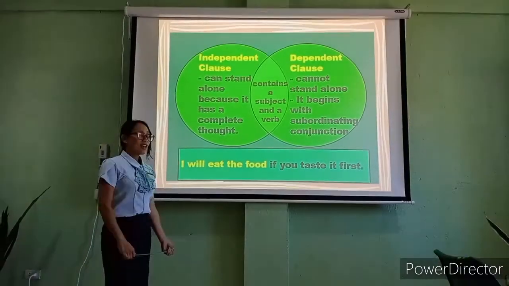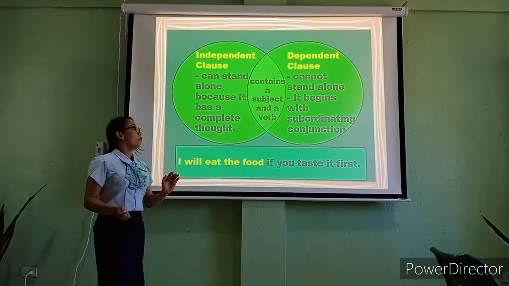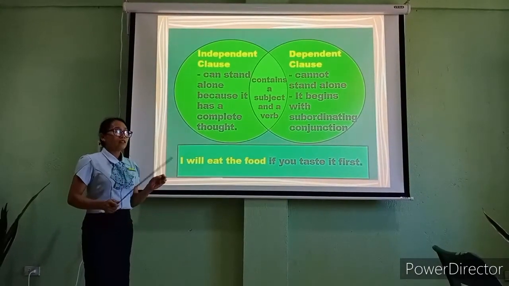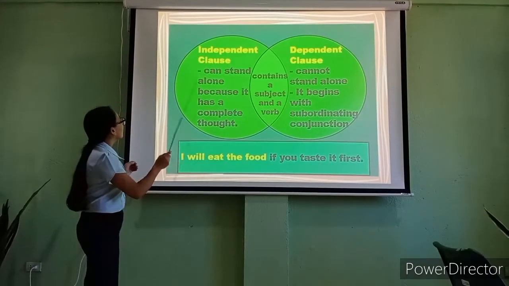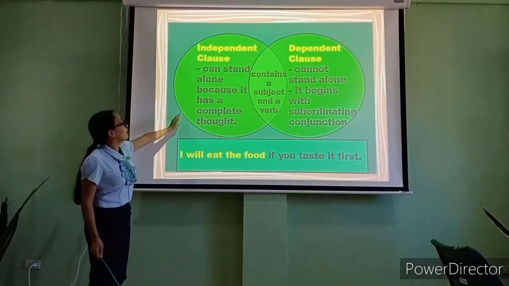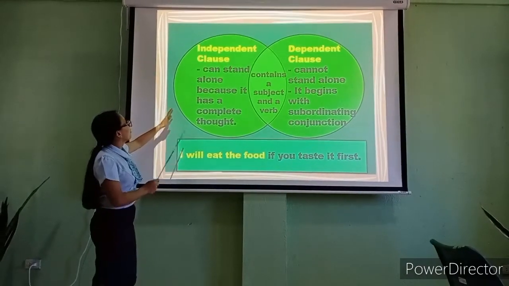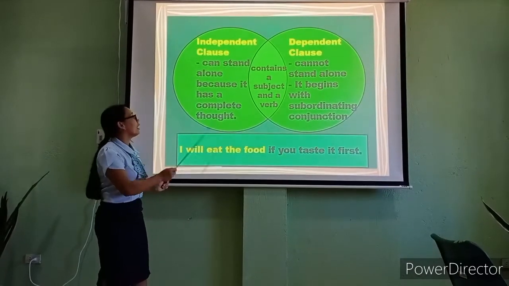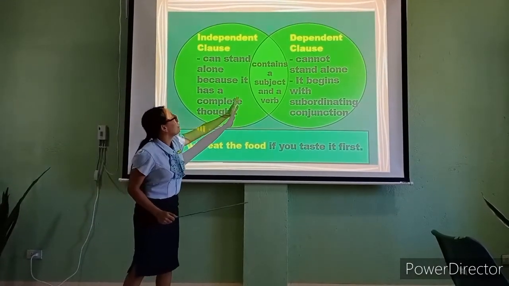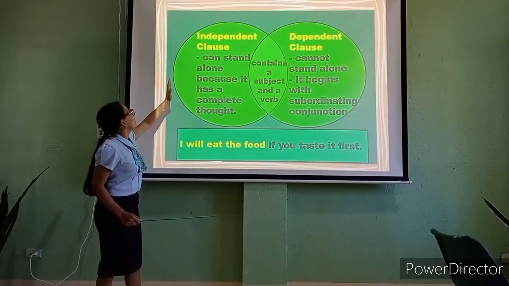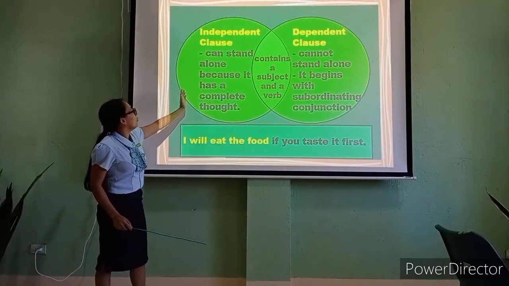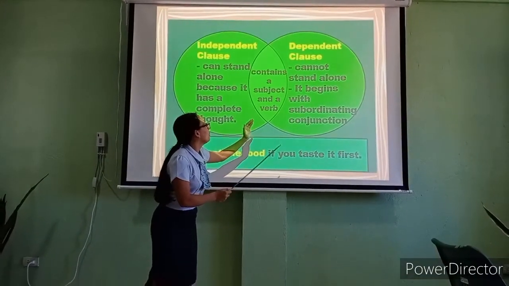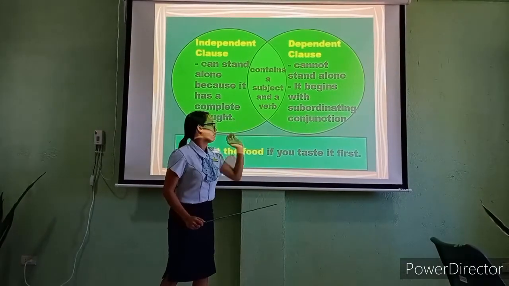Next, Josh. And now, I will present to you a Venn diagram to compare and contrast the two main types of clauses. On this side is the independent clause or the main clause, and the other side is the dependent clause or subordinate clause. So, both contain a subject and a verb. An independent clause can stand alone because it has a complete thought. A dependent clause cannot stand alone. It begins with a subordinating conjunction.